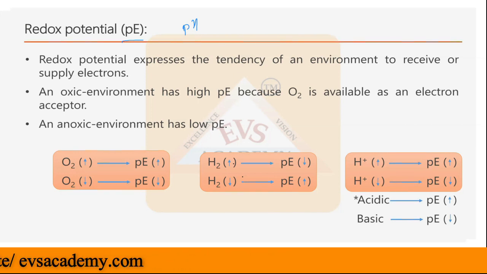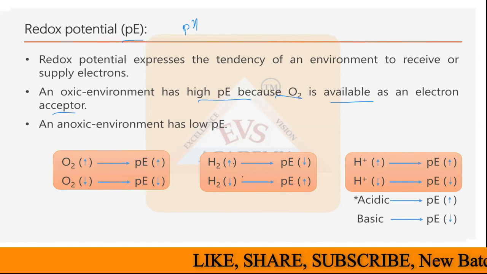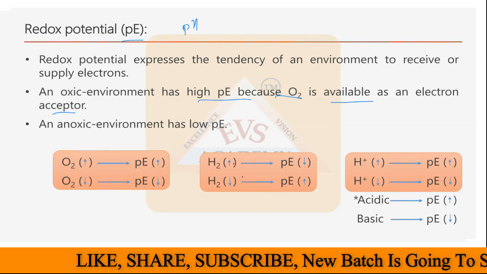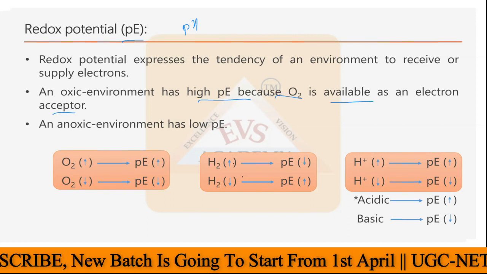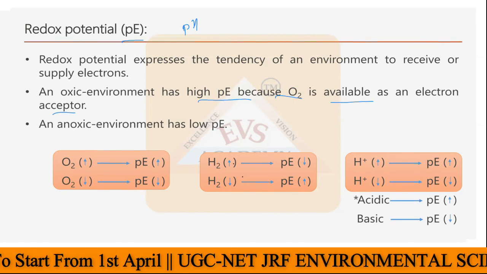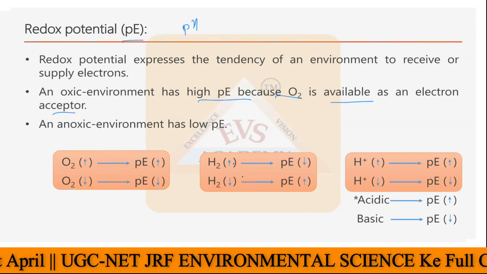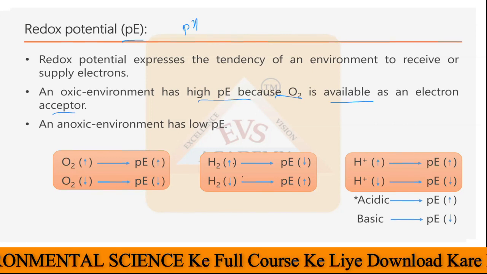Anoxic environment has low P, and O2 is available in the oxic environment as the electron acceptor. So wherever there are high oxidative reactions, you can find an oxic environment, and that will have a high P value as well. So in general, an anoxic environment has a low P. That is the main key thing in the redox potential.